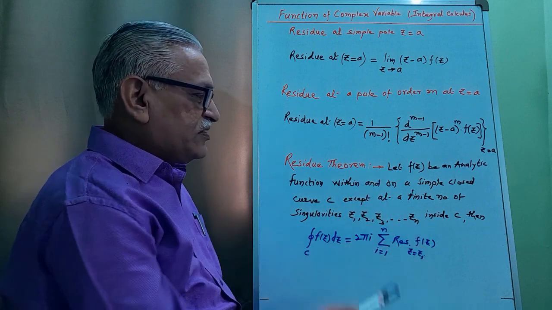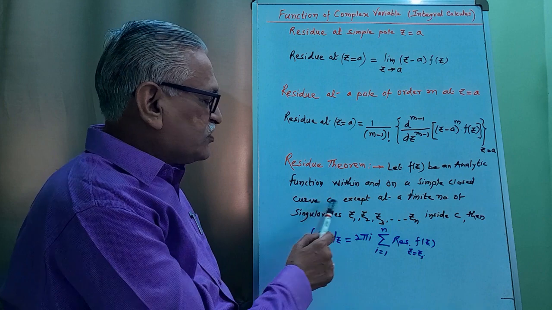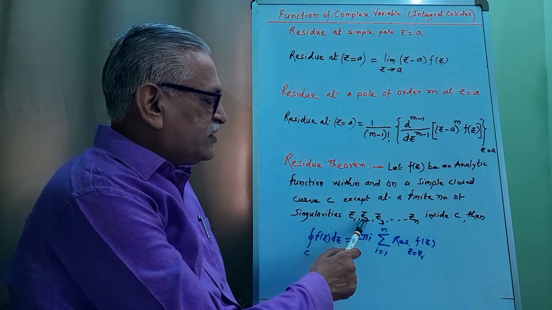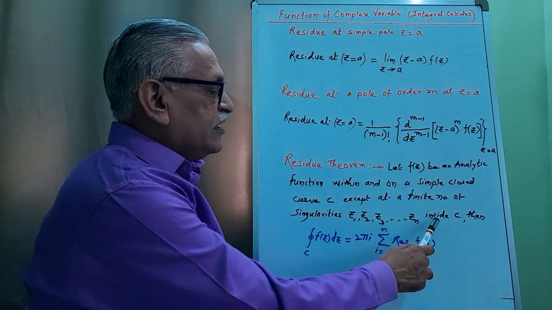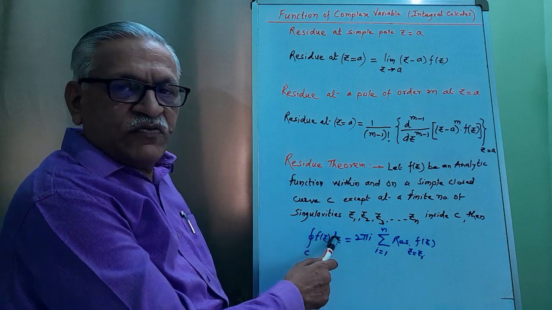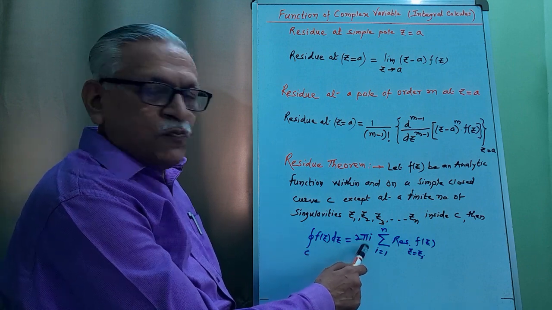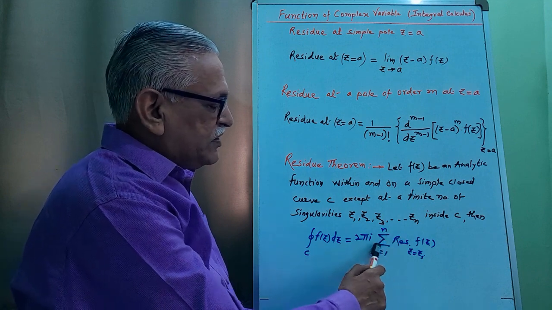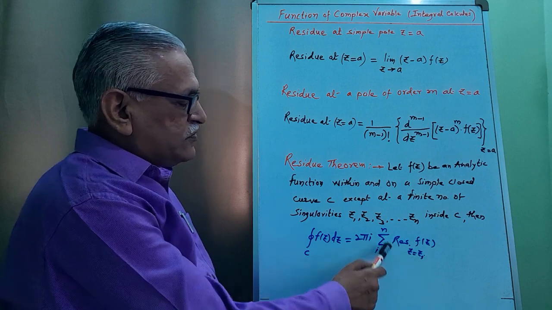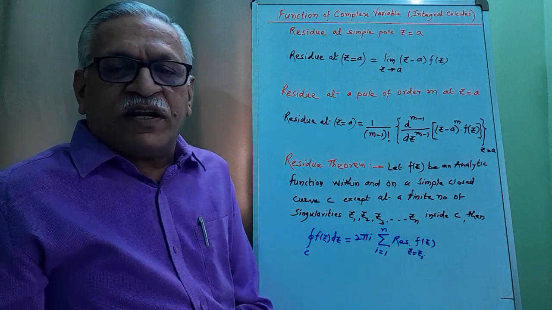Otherwise it is analytic. Therefore, once again I will repeat: let f(z) be an analytic function within and on a simple closed curve C, except some finite number of singularities, that is z1, z2, z3, and so on, zn inside C. Then the contour integral of f(z) with respect to z over that closed curve C is given by 2 pi i multiplied by the summation of residues of f(z) at z equals zi, i changes from 1 to n. Therefore, using this formula, we can determine the value of that contour integral.